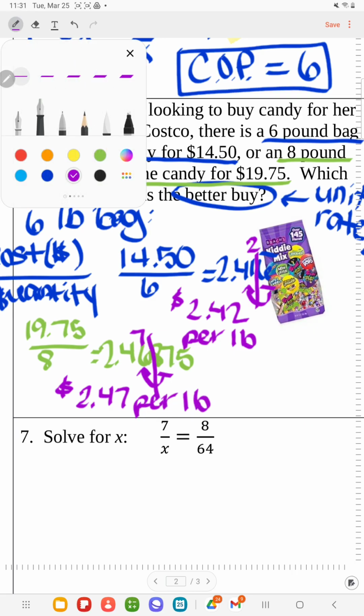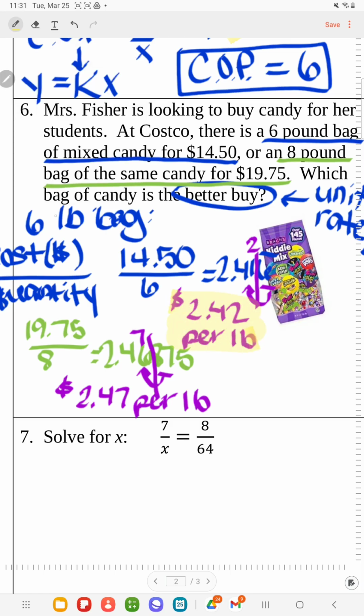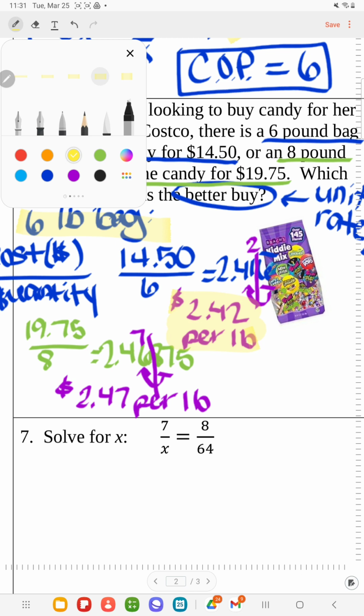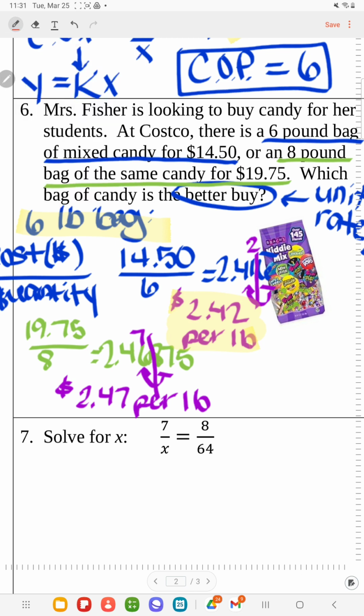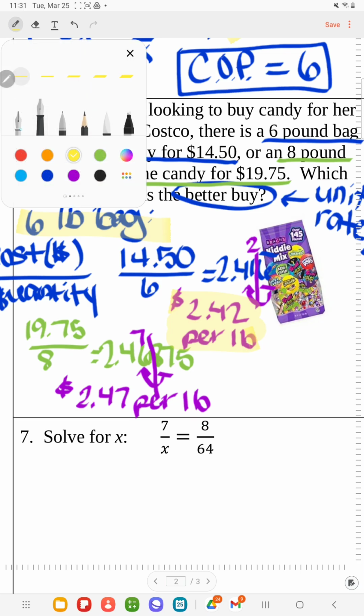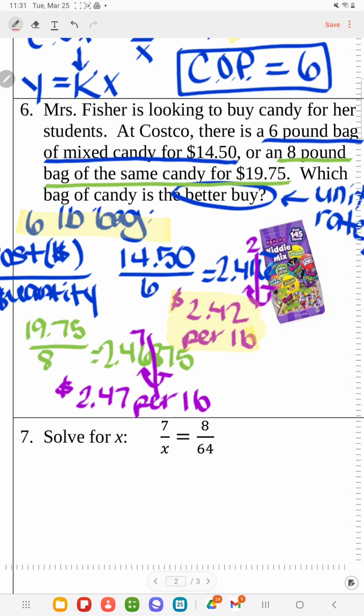Which one's better? I would rather pay $2.42 per pound for the 6-pound bag than $2.47 per pound for the 8-pound bag. So we're going to say the 6-pound bag is cheaper per pound. Didn't even want an answer here, so that's good. 6-pound bag is a better buy.